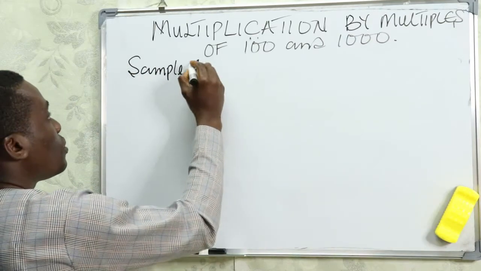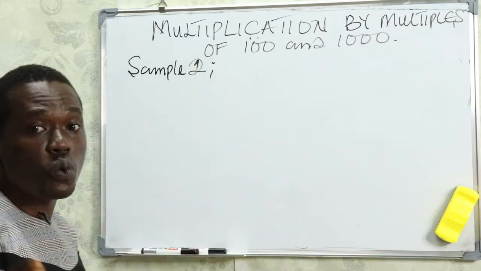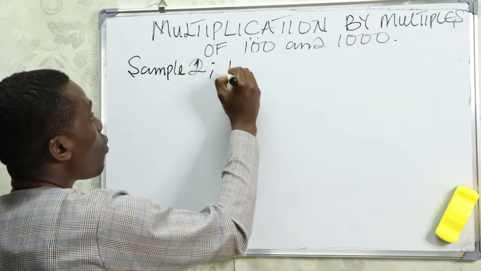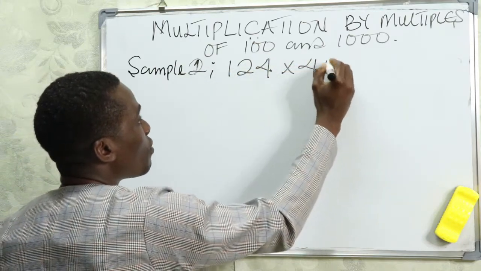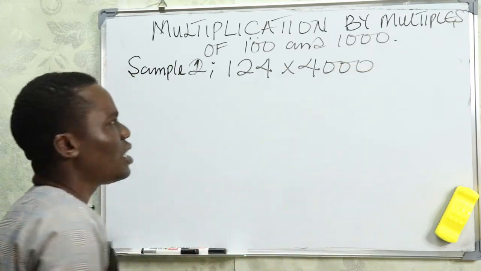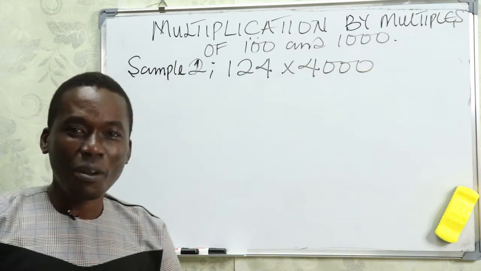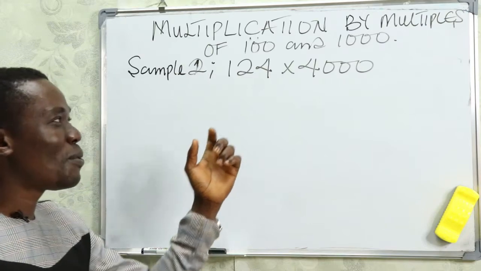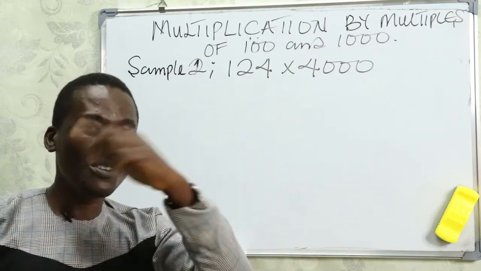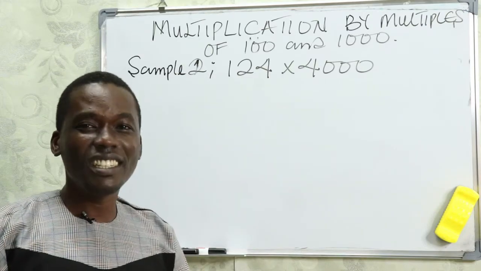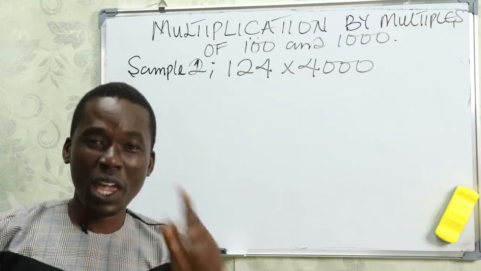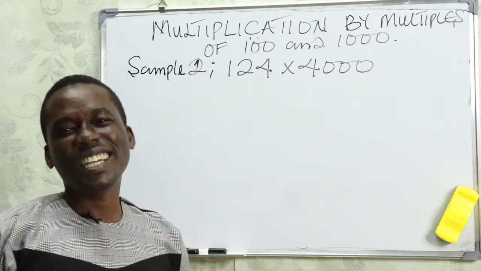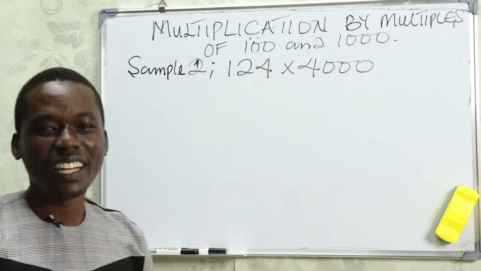Now in that sample 2, you are requested to do what? To multiply 124 by 4000. I guess you can do this, but follow this example. When we finish, you can see the description section. You see a link that will lead you to a worksheet where you can download our worksheet and do a lot of questions you feel like doing there.